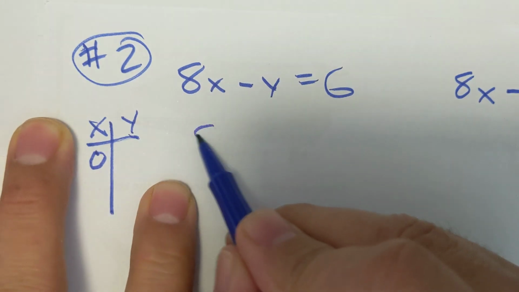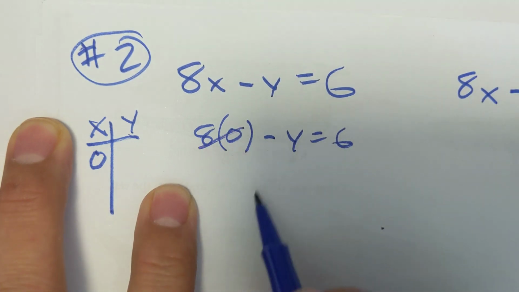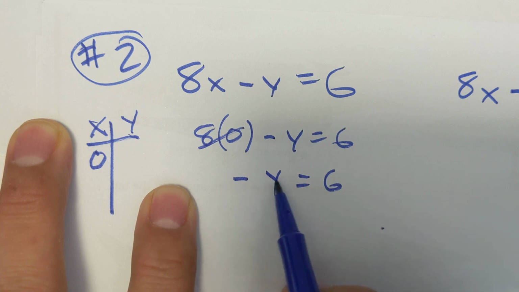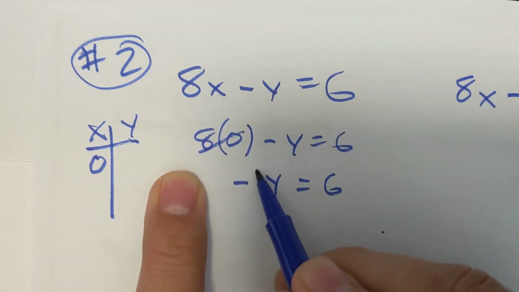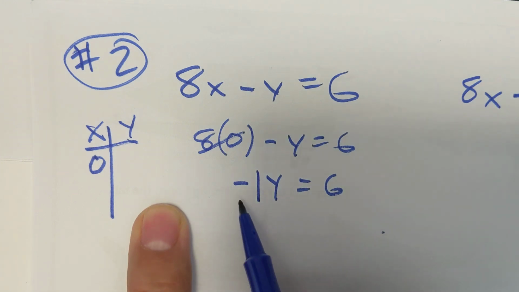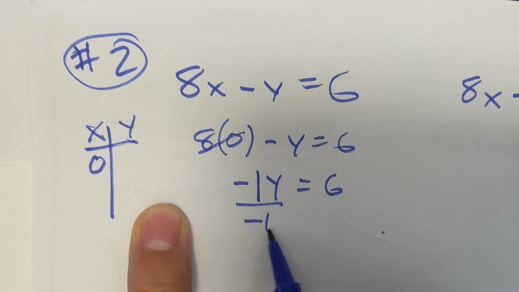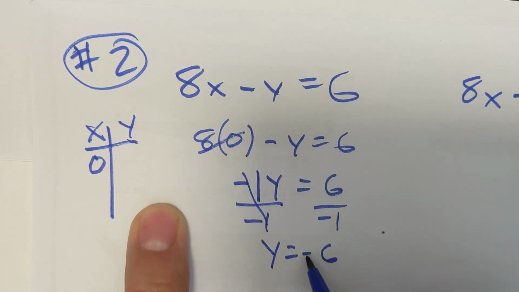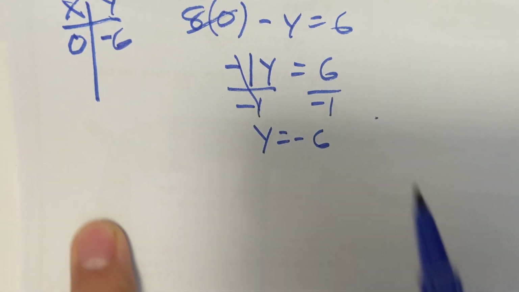Make x 0. 8 times 0 minus y equals 6. That disappears. Be careful here. We're not solving for negative y, we're solving for y. So this is the situation where we remember that there's an invisible 1 sitting here. And so when we read this, it reads negative 1 times y, and the opposite of that is to divide by negative 1. So y turns out to be negative 6. So there's our y-intercept.